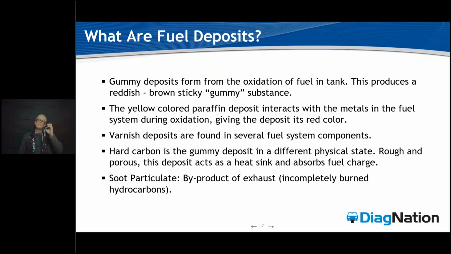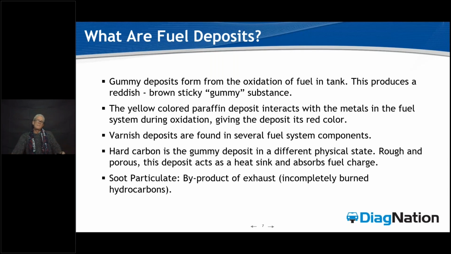All right, now, what's happening here? We've got 4 kinds of deposits. We have the gummy deposit, which forms basically from the oxidation of the fuel in the tank. The mixture of oxygen, sulfur, heat, and moisture is going to start to break that ethanol fuel down. I've got a slide or two for you here in a minute that shows you that process in a bottle so that we can see how that breakdown works and what it's doing in that fuel tank.